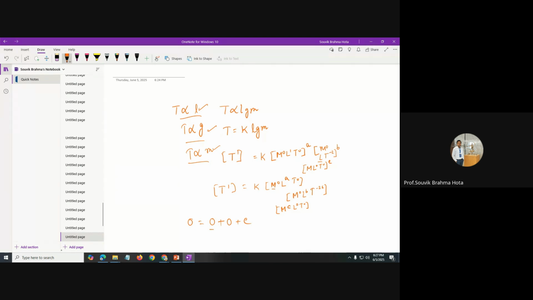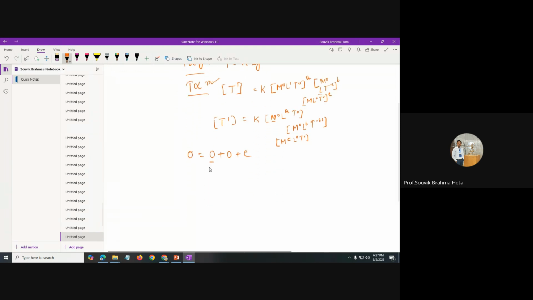So what we can say? We can say C is equal to 0. Okay, 1 is done.